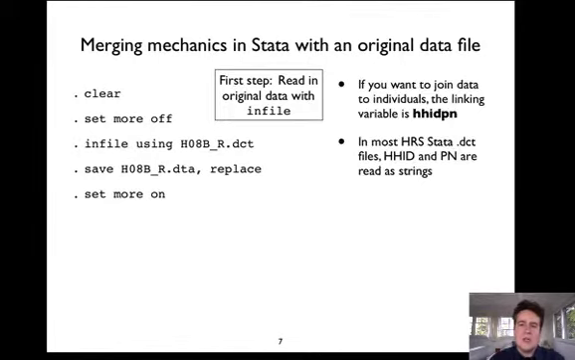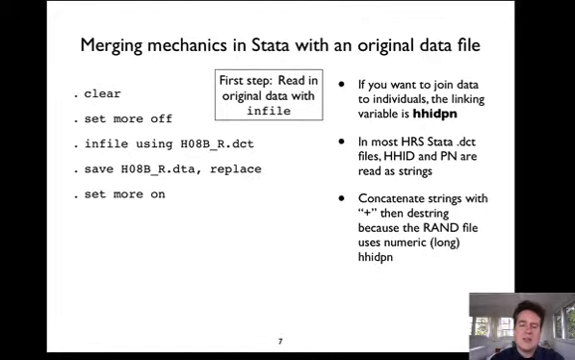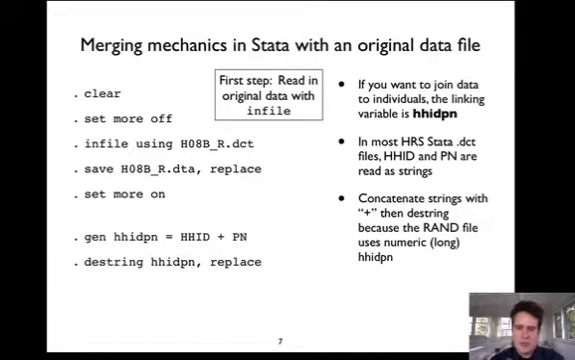If you then want to join data for individuals across this data set and the RAND data set, let's suppose, the linking variable is HHIDPN. In most of the HRS Stata DCT files, these are actually read as strings. Now you could change that in the underlying DCT file if you wanted. You could also just run with it and concatenate the strings using the plus sign like this. So gen HHIDPN equals the two strings added together is a concatenation. And then what you'll need to do is destring this variable because the RAND file treats HHIDPN as a numeric, so you can't leave them as strings.